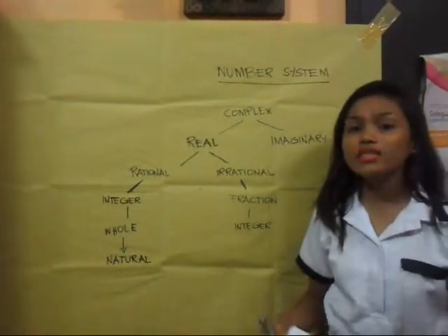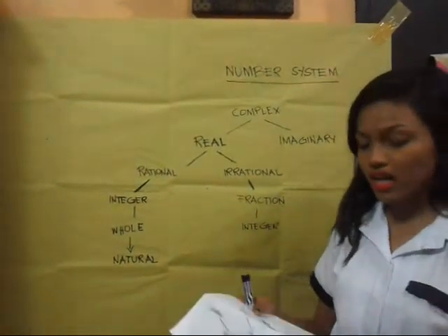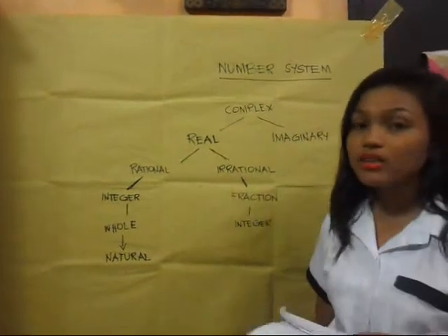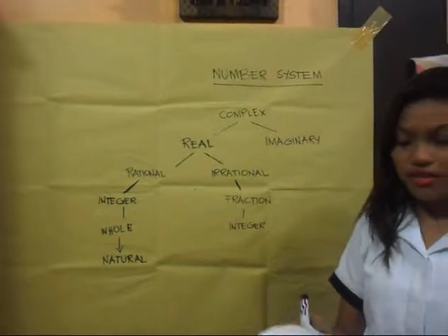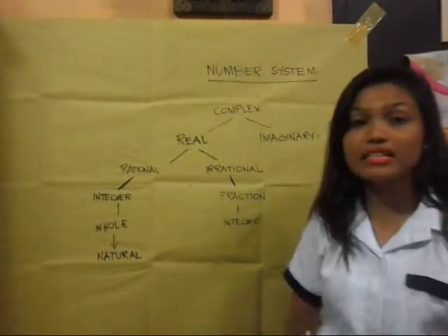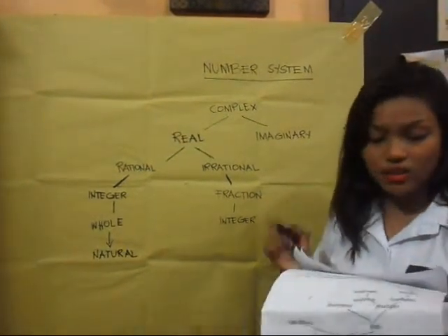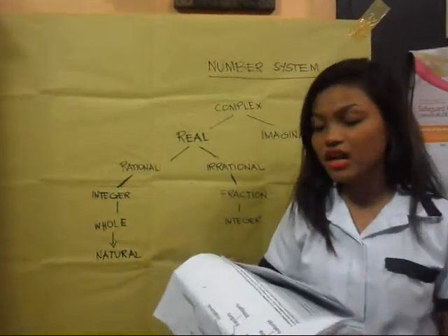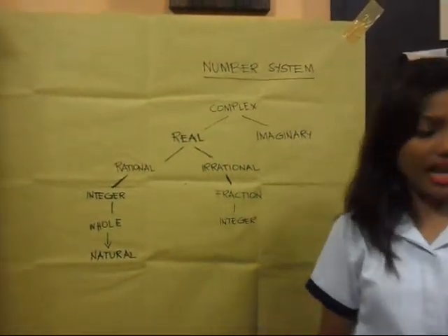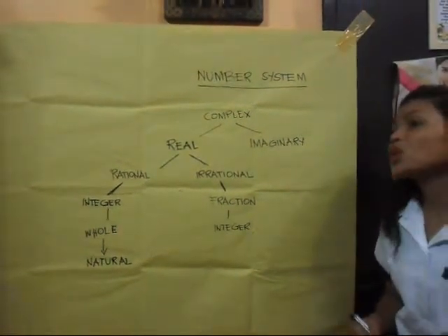Okay, a number system is a mathematical object used to count, label, and measure. Over the years, the definition of numbers has been extended. That now includes zero, the negatives, the rationals, the irrationals, the real numbers, and even the complex numbers.